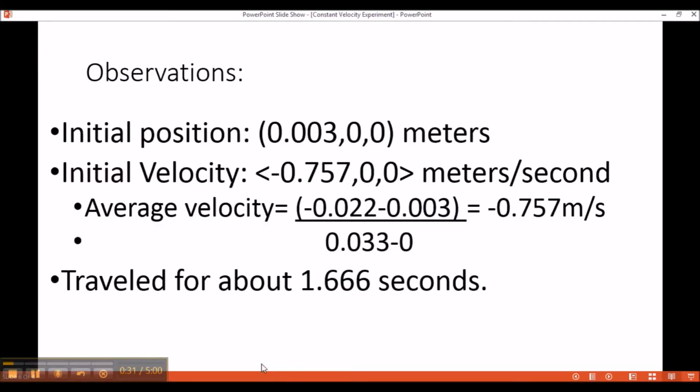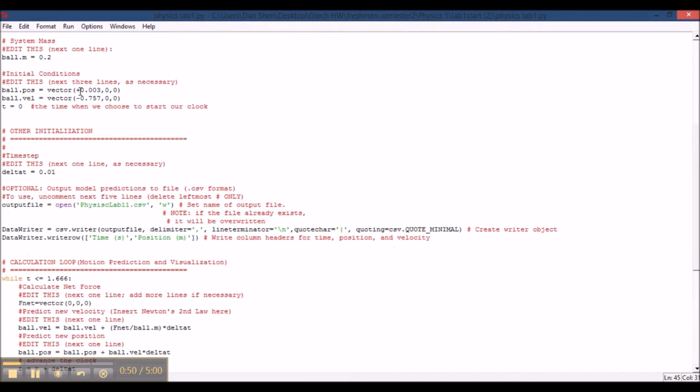We got that the initial position was about 0.003 meters to the right of the origin, and then that the initial velocity, which is derived from the average velocity formula and the first 2 points of my collected data, is about negative 0.757 meters per second, and it traveled for about 1.66 seconds total. So now we're going to plug that into my Python simulator file, and then it's going to generate an expected path for my experiment.